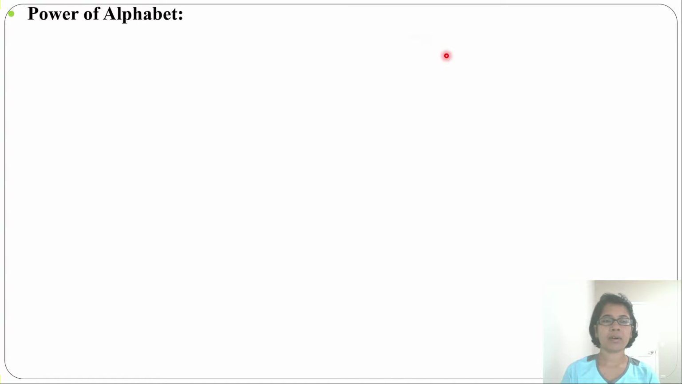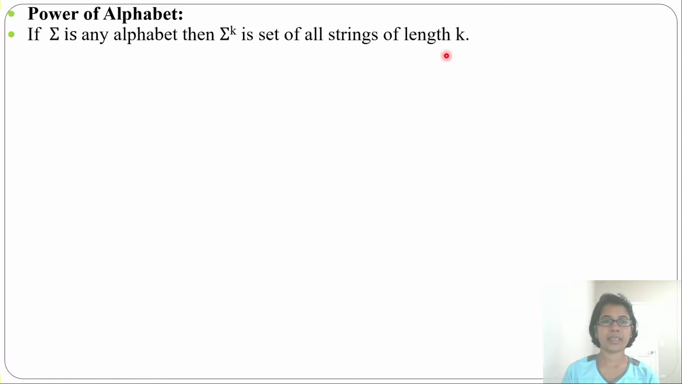Hi, let's start power of alphabet. If sigma is any alphabet, then sigma power k is the set of all strings of length k. Let the alphabet be {0, 1}. Then sigma power 0 will be epsilon, the string of length 0. I already discussed what epsilon is, just go through the previous lecture. Then sigma power 1 will be any string of length 1, that is just 0 and 1.